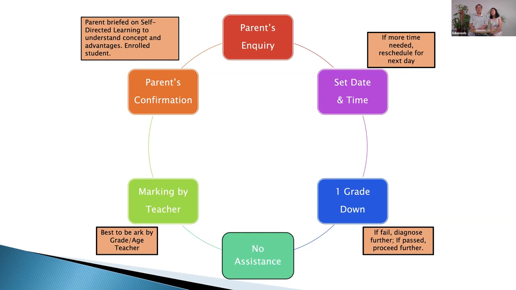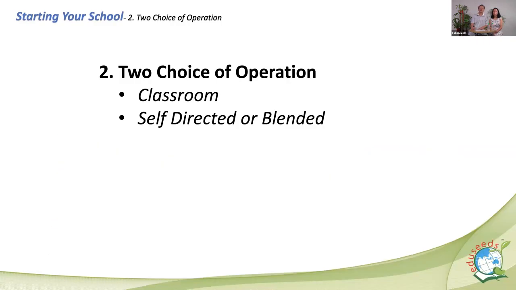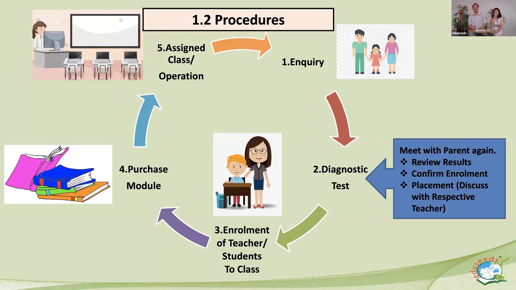Then the teacher will mark. It is best to be marked by the grade teacher. Okay, sorry, there's a mistake there. By the grade teacher or age teacher, meaning if it's 11 years old, then the grade 5 teacher will mark. Okay. Now, after the marking, let's go back, sorry, to the slide that I showed. After marking everything, you are going to meet with the parents to review the result.